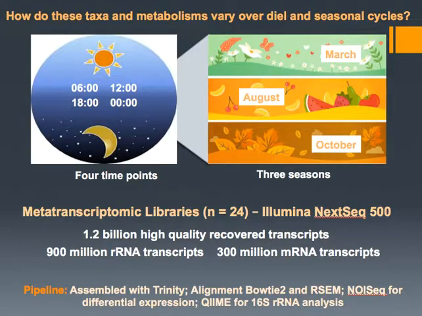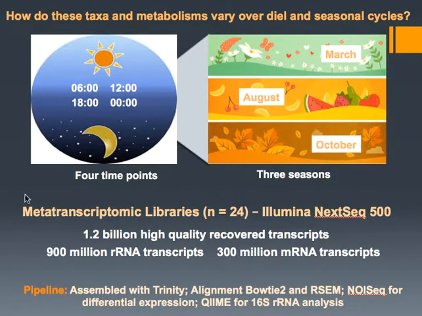This previous slide really gave us an idea that the metagenome might be really different from the metatranscriptome, meaning just because you have a gene doesn't mean the microbes are using that gene. So we dug a little further into the metatranscriptome and wanted to see how taxa metabolisms varied over the diel. We looked at 6 a.m., 12 p.m., 6 p.m., and midnight, and how that varied over seasons: March, August, and October.